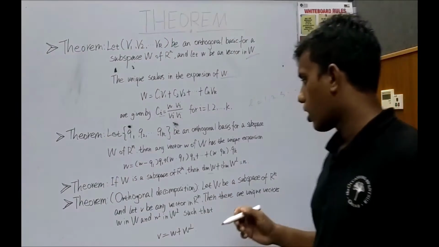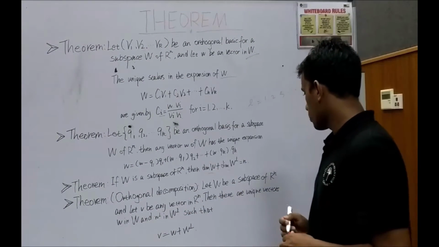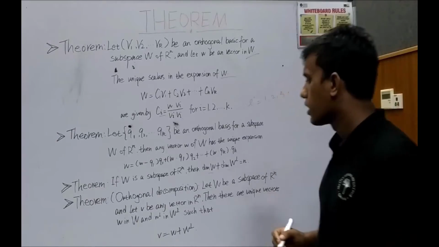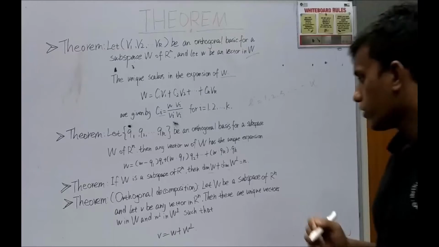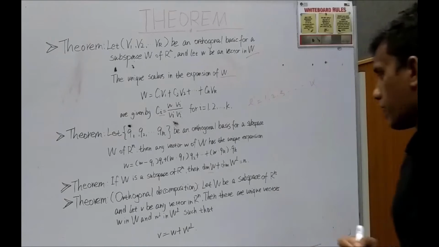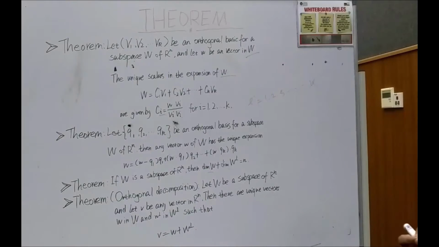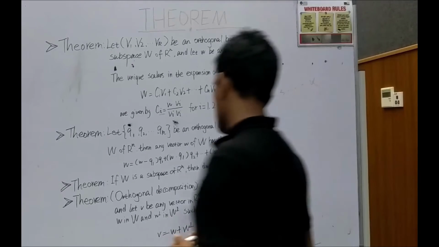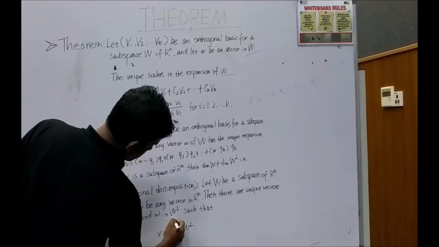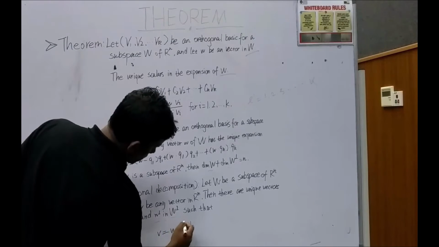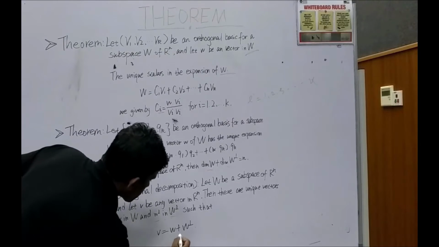Theorem, orthogonal decomposition. Let W be a subspace of Rn and let V be any vector in Rn. Then there are unique vectors w in W and w perp in W perp such that V is equal to w plus w perp.